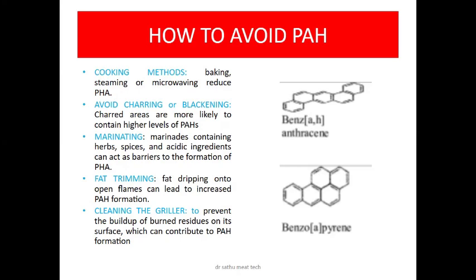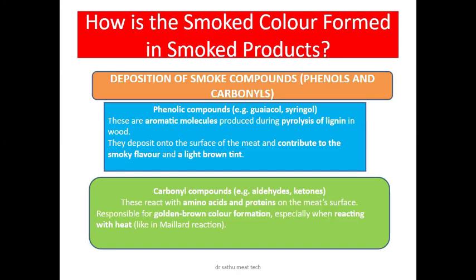aromatic hydrocarbons. Then cleaning the griller or the smokers, we have to clean it regularly. If soot or other deposits are there, it should be cleaned off, because when you heat it, the soot may fall into the food materials. The soot also burns and forms polycyclic aromatic hydrocarbons. So these are the different ways how we can reduce the polycyclic aromatic hydrocarbons.